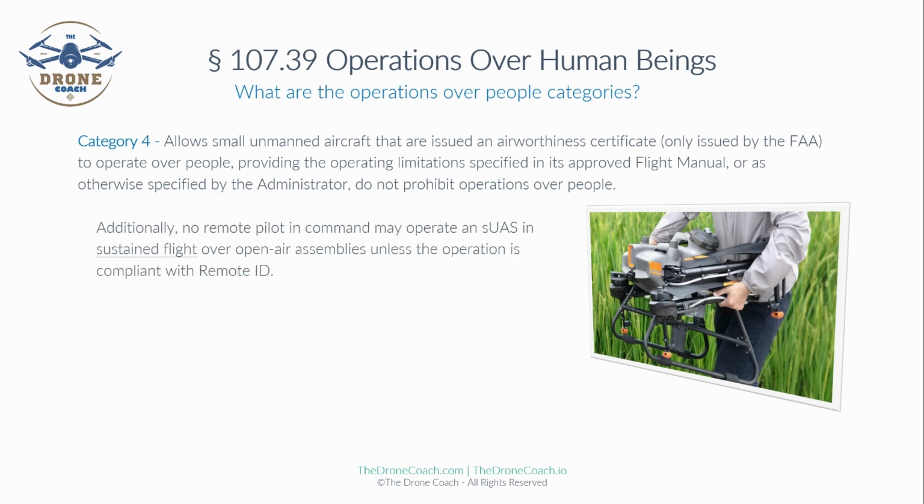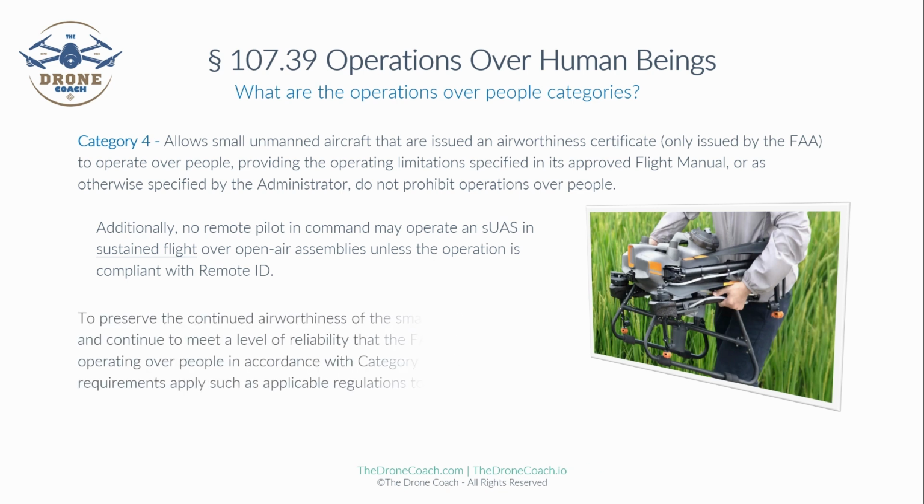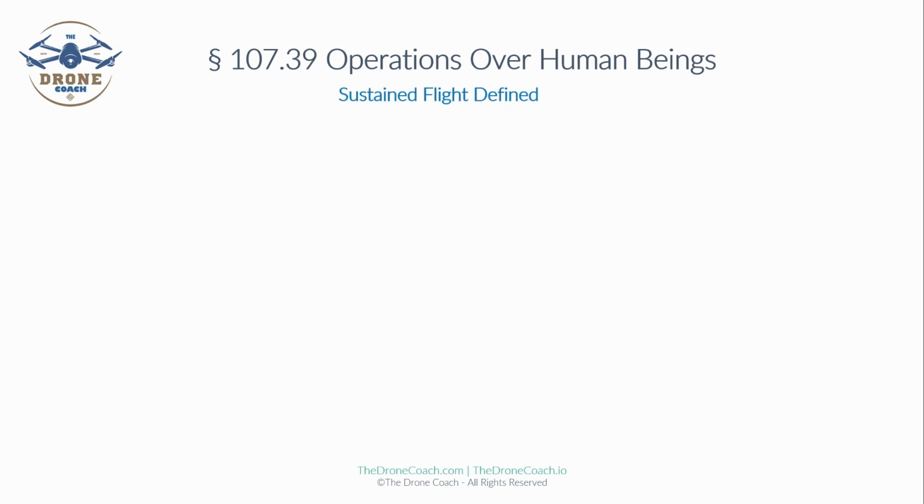Additionally, no remote pilot in command may operate a drone in sustained flight over open-air assemblies unless the operation is compliant with remote ID. Now, to preserve the continued airworthiness of a small unmanned aircraft and continue to meet the level of reliability that the FAA finds acceptable for operating over people, in accordance with Category 4, additional requirements apply, such as applicable regulations to nighttime operations.